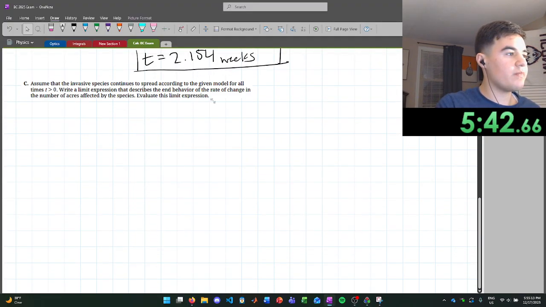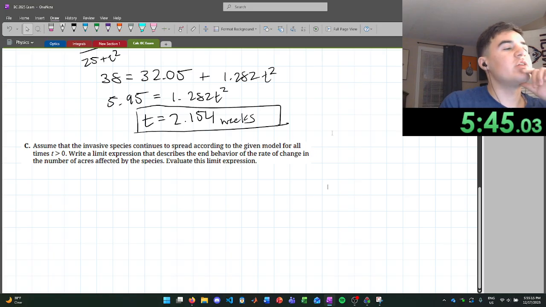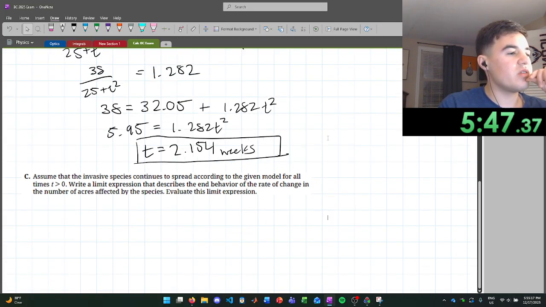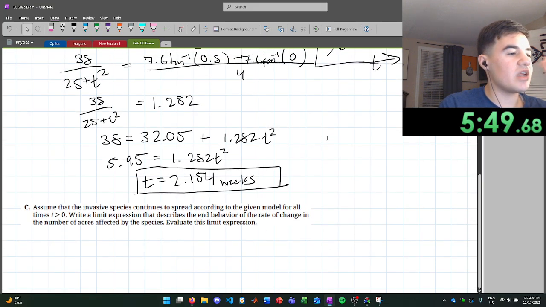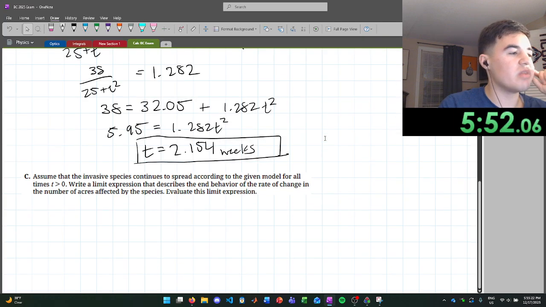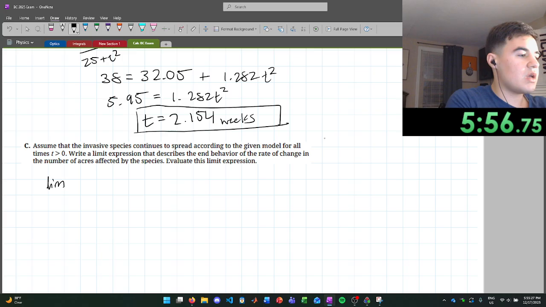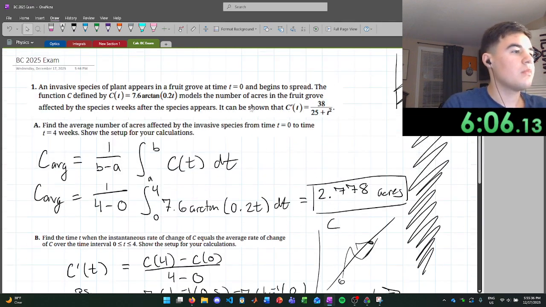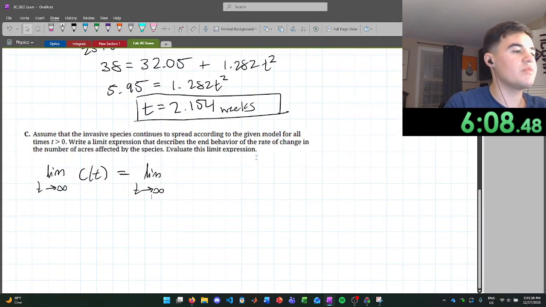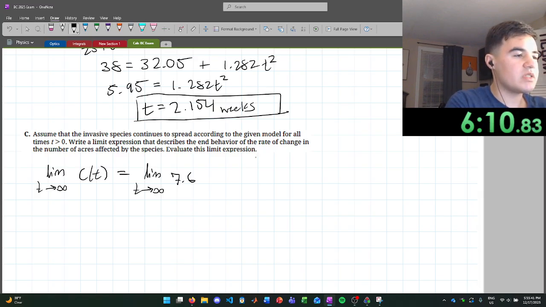Next question. Assume that an invasive species continues to spread according to the given model for all times t greater than 0. Write a limit expression that describes the end behavior of the number of acres affected by the species. This is going to be the limit as t approaches infinity of C of t, which is the same thing as the limit as t approaches infinity of 7.6 arctan 0.2t.